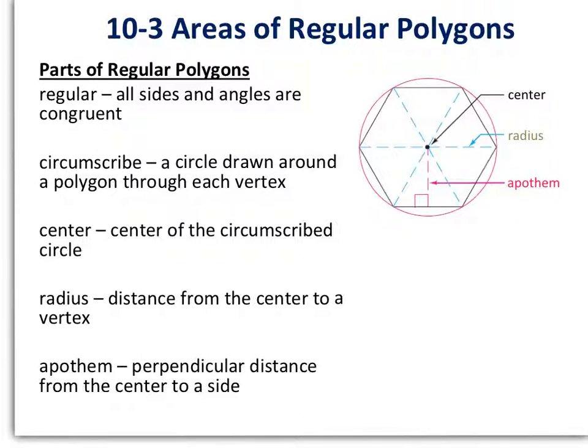Radius is the distance from the center to a vertex. And the apothem is the perpendicular distance from the center to a side. Make sure you label your circle on the right too with the different parts, the center, the radius, and the apothem.